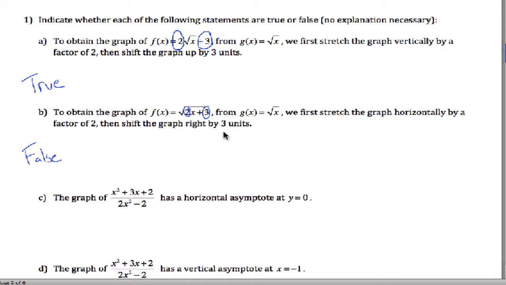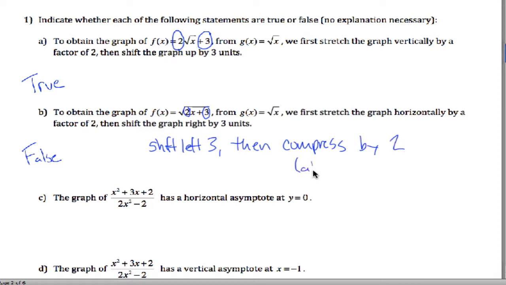Then lastly, there are actually 3 things wrong with this. The order, I believe, is backwards. When you're doing horizontal transformations, you do things in the opposite order. So up here I multiplied, then I added. Down here you add, and then you multiply. So this is false. What we do down here is we would shift left by 3, then compress by 2.